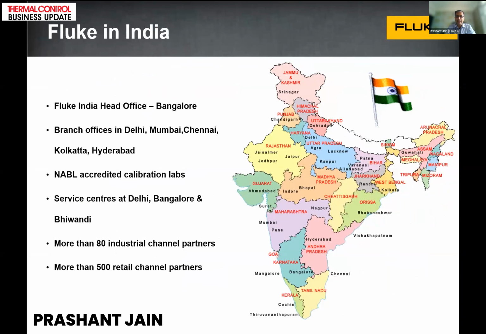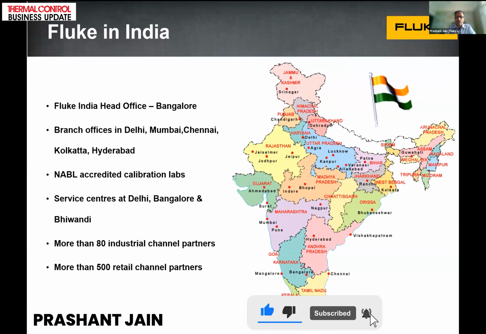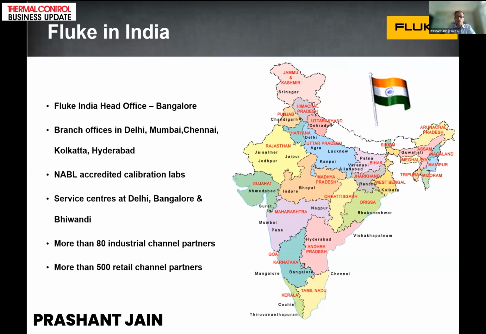If we look at our India presence, then Fluke is available at each major location across India. We have our head office in Bangalore and we have branch offices in Delhi, Mumbai, Chennai, Kolkata, Hyderabad and other cities. Fluke has its own NABL accredited lab. So whenever you purchase a product from Fluke, we ensure that it is properly calibrated at regular intervals as required by the standards. Fluke has its own service centers in Delhi, Bangalore and Bhiwandi, which is in Mumbai, with more than 80 industrial channel partners and more than 500 retail channel partners. Products are easily available across India to all the customers.